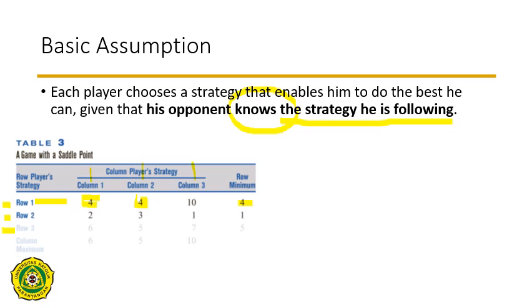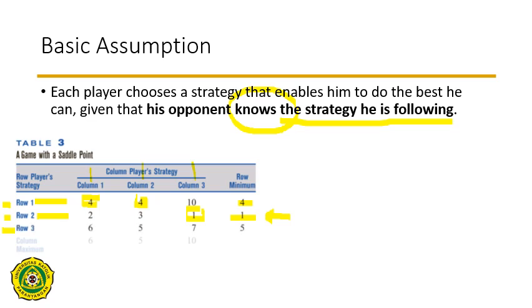Again, if the column player knows that the row player is going to play the second strategy, the column player obviously will pick the third strategy, because the third strategy for the column player minimizes the reward for the row player. So the minimum for row 2 is 1. 1 here is the minimum reward that a row player will achieve if he or she is playing the second strategy.